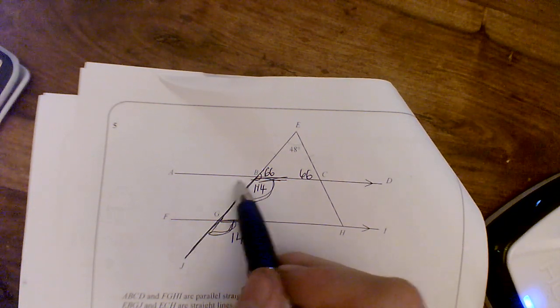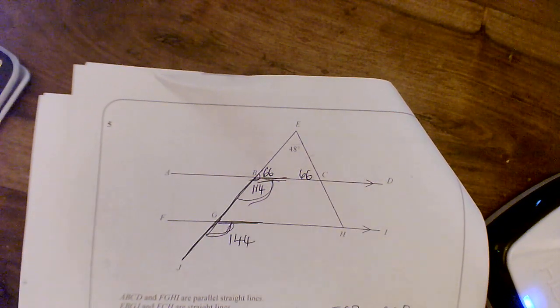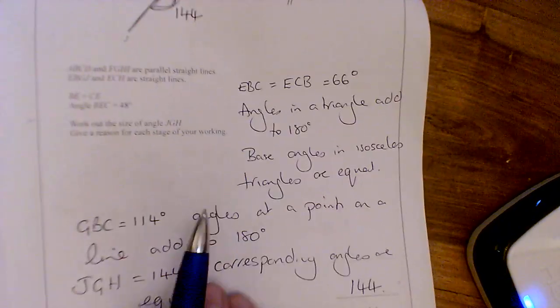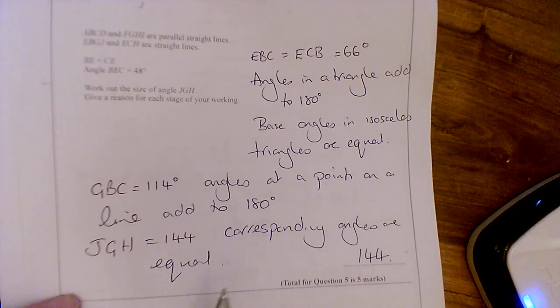Because vertically opposite angles are equal, then the Z shape gets me to here, then angles on a line gets me to there. So there's lots of different ways of getting there, but what you do need to do, you need to explain at each stage what your thinking was to get to each point.